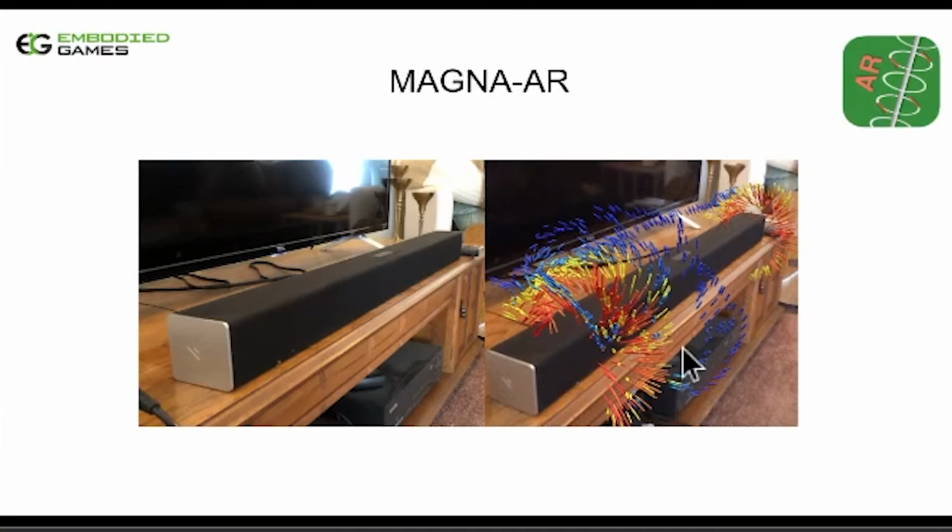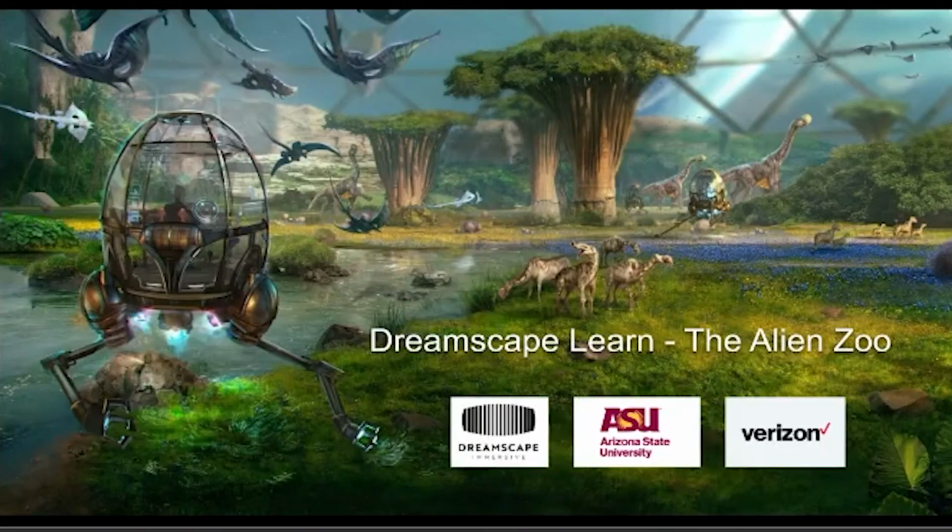Now, I do have a little time left. I didn't know if I was going to go over or under at this point. And so that's about it for the embodied game stuff, but there is one more project that I'm very excited about that is more just a broader ASU thing called Dreamscape Learn, which is this partnership between Dreamscape Immersive, which is a virtual reality amusement company, Arizona State, and Verizon. And basically, it's this fleshed out world with fully rigged, hand-tracked avatars with inverse kinematics and all that stuff, where students can be explorers in this alien zoo, and they learn biology that way.